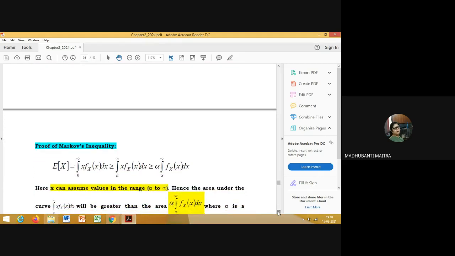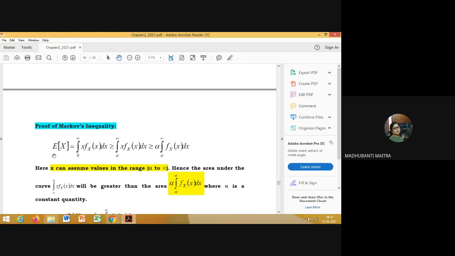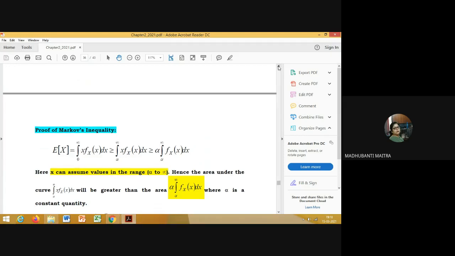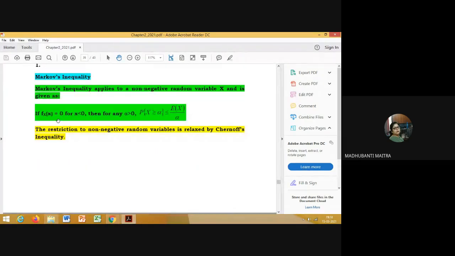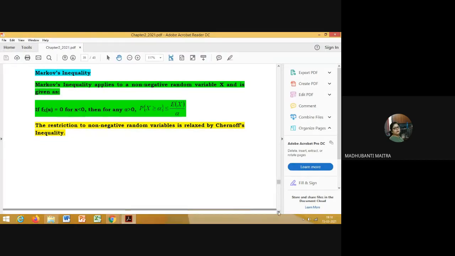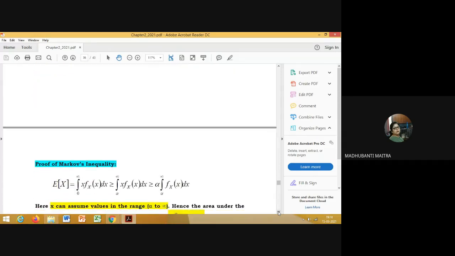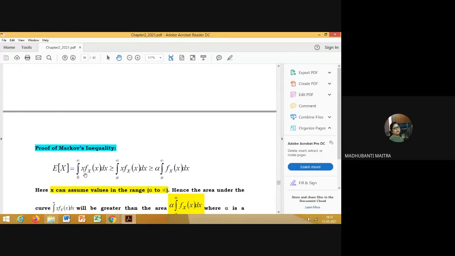So, proof of Markov's inequality. The expectation of x, as per the definition, is given by the integration from 0 to infinity. Why is it not from minus infinity to infinity? Because of a particular reason that we have already seen: Fx is 0 when the value of the random variable is negative. So the limits of the integration vary from 0 to infinity. So the definition of the mean value will be given by the integral of x fx dx, right?